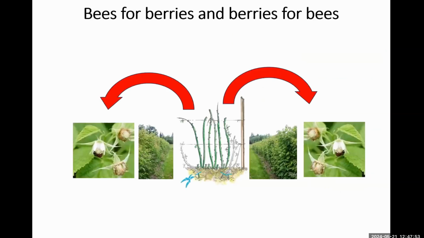And that's pretty cool because you kind of end up with this almost self-contained system where the reed bees can nest in the crop, in the cultivated raspberry and blackberry, if there's cane stubs, and then they come out and they pollinate the crops. So you've got bees for the berries and berries for the bees.